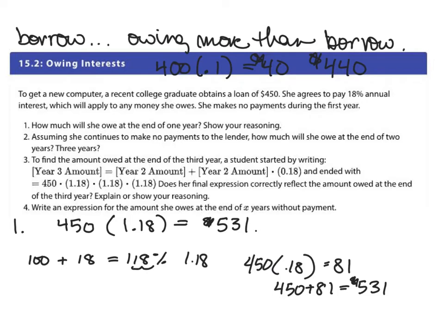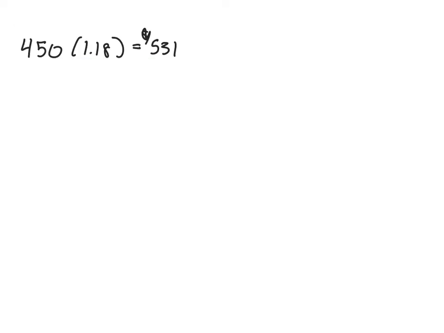All right, number 2, I'm going to have to move to the next page, but I'll read it first. Assuming she continues to make no payments to the lender, how much will she owe at the end of 2 years? 3 years. So that was the end of 1 year. It means at the end of 2 years, we're adding the same exact interest again. And that's going to be, do some math, $626.58. Okay, do that again.